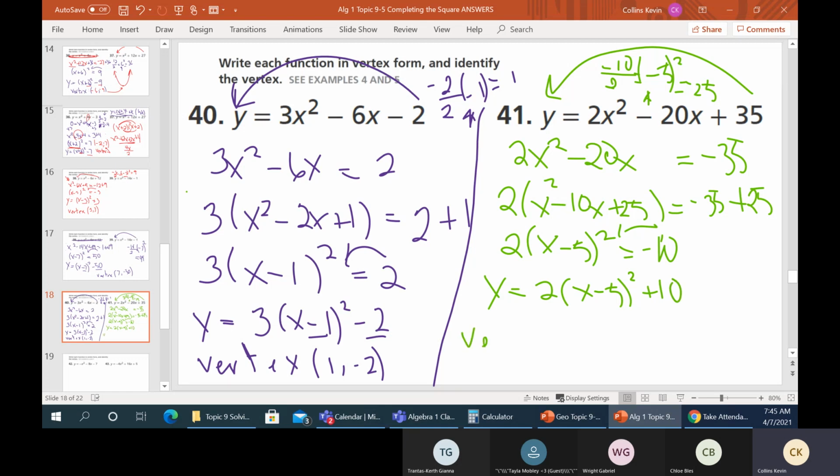So again, your vertex. I don't know what that is. It looks like a dollar sign on its side. Oh, man. So again, your vertex is switch the sign on this one, so it just becomes 5. Leave this one alone. It stays 10. And that's our vertex. Okay.